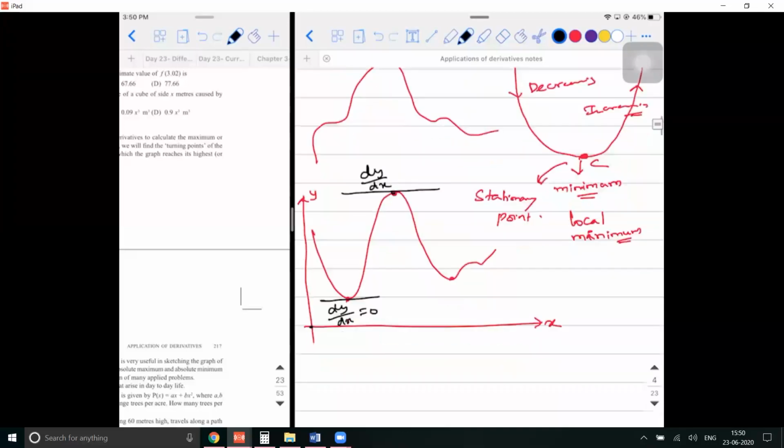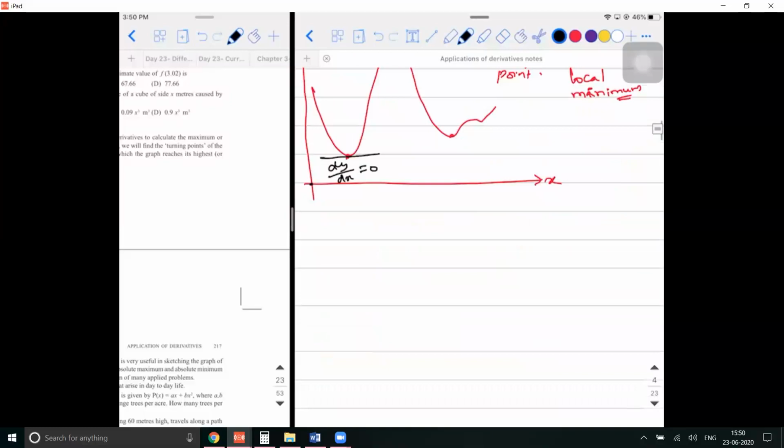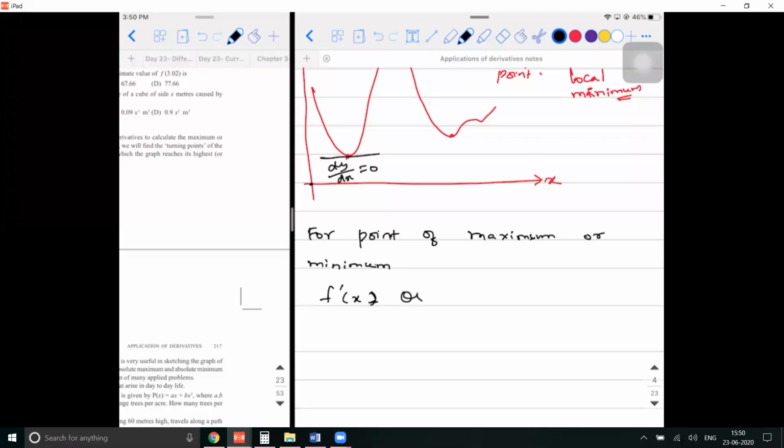But what will happen, right? So can I conclude one thing from here? For a point of maximum or minimum, what is the condition? The derivative of the function, f dash of x or dy by dx or y dash of x, everything is equal to 0. You have different notations, that's it.